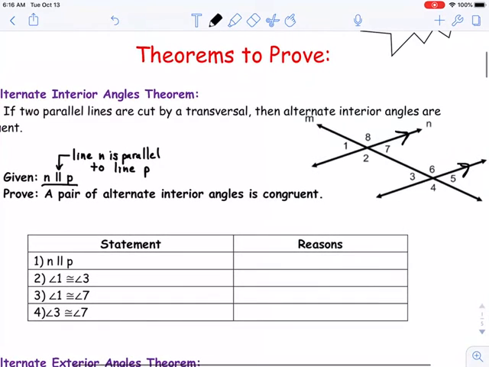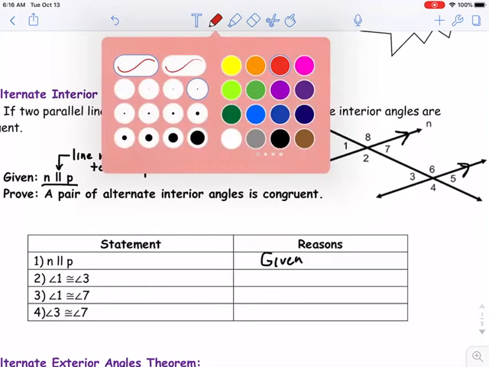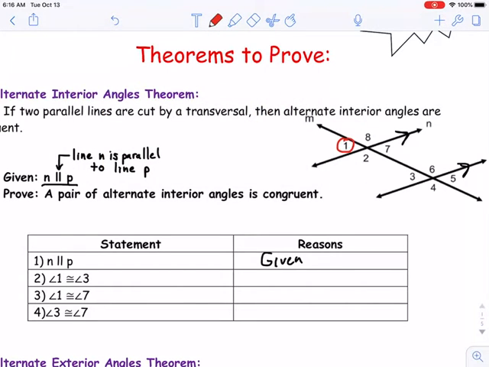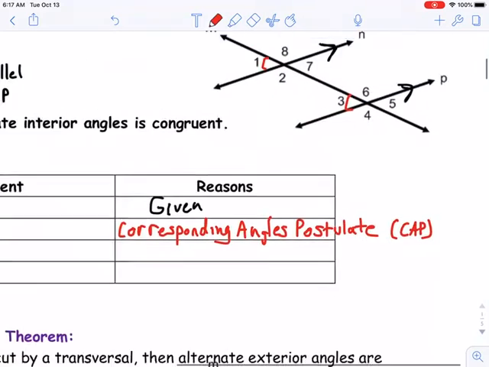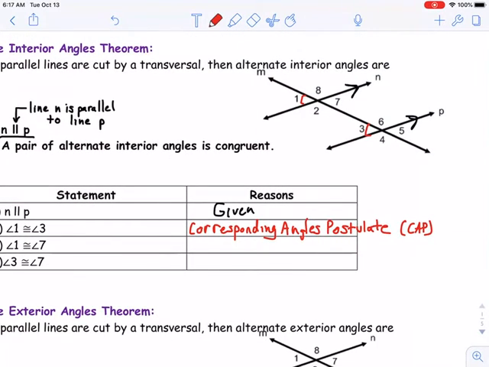So statement, reason. The first reason is given, all right? Now in statement 2, I'm saying 1 is congruent to 3. Actually, I already talked about this. Actually, let me not circle it and put the congruent marks. Be a little bit more official. 1 and 3 are congruent. Why? Of the corresponding angles postulate. All right. And sometimes you'll see the word CAP. At the beginning, I try to write corresponding angles postulate a lot, just so you know what it means, but eventually you can write CAP, it's okay.